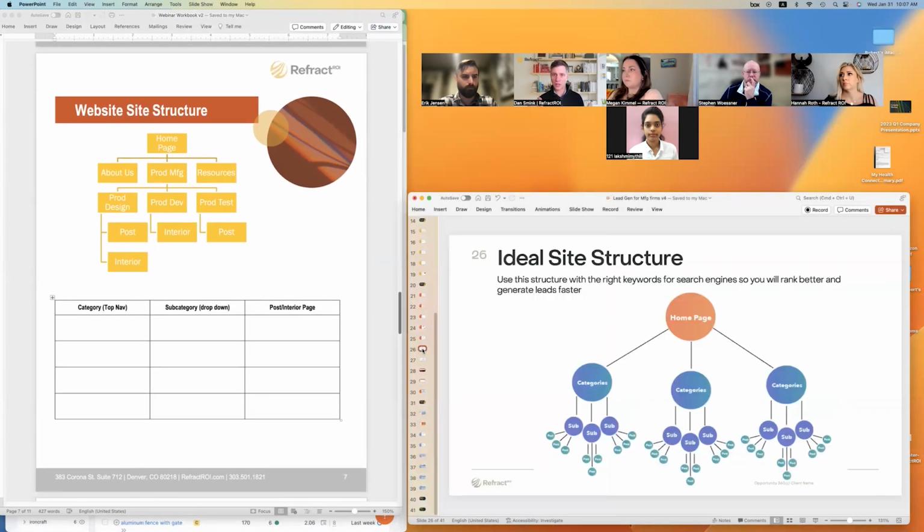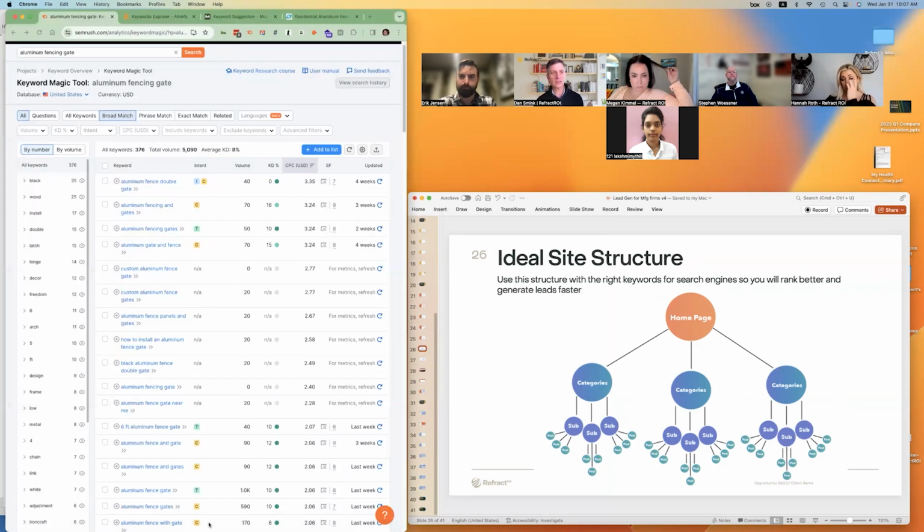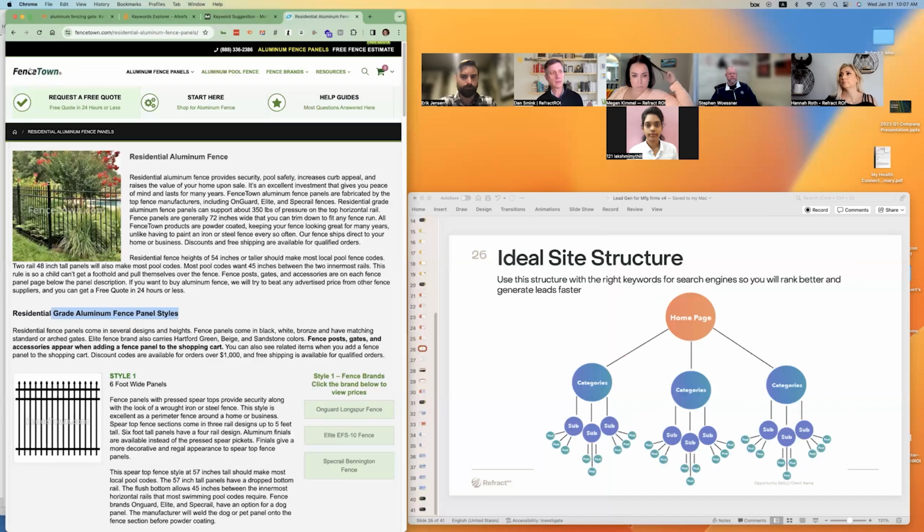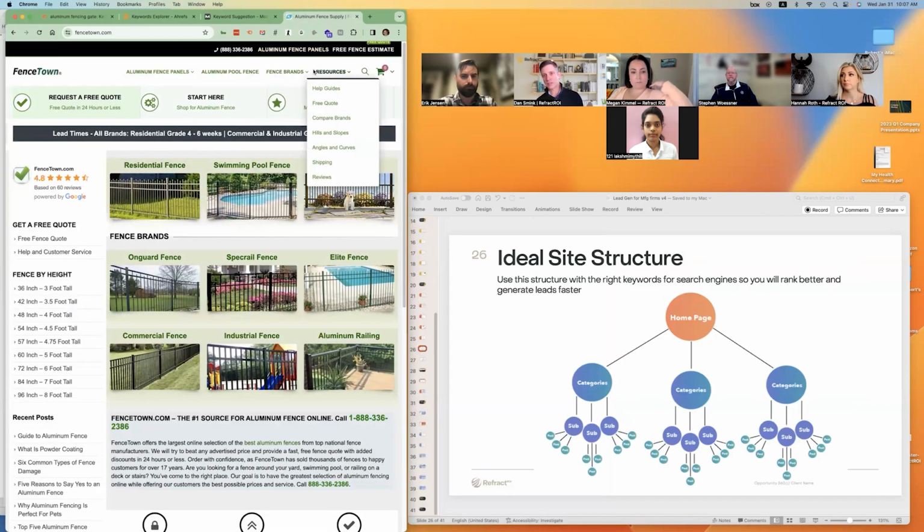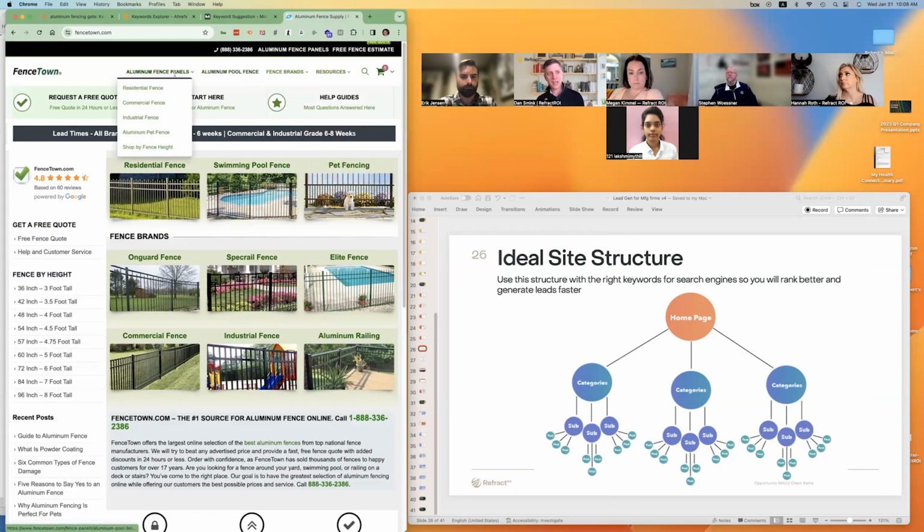A website is structured in a pretty standard manner. You have the home page at the top, and then you'll have what we call the category pages. And those are what you would tend to see in the top navigation of a website. So if we go back and look at this example of the fencing company here, these are the category pages across the top here. So aluminum fence panels, aluminum pool fence, fence brands, and resources. And then underneath that, you're going to have what appears in the drop down. Those are what we call the subcategory pages.